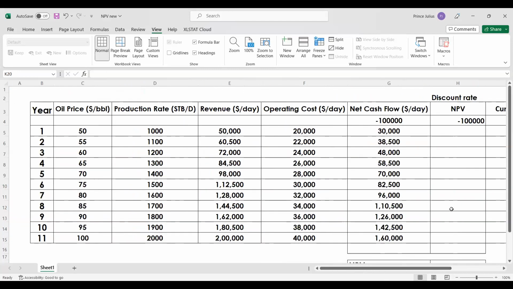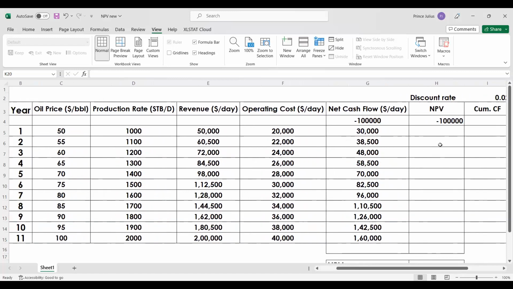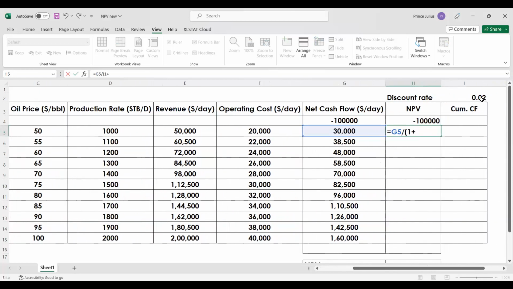Okay, these are the ones that we are going to discuss. So the formula for NPV, generally what we are going to use, is equal to the cash inflow, that is 30,000 that you are going to select, divided by 1 plus the discount rate that you are going to use, which is 0.02, close the bracket. This discount rate, I'm going to use it for all the values, so I'm going to lock it by pressing function F4.